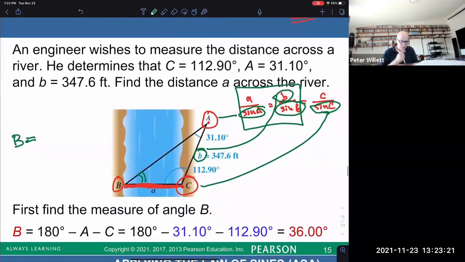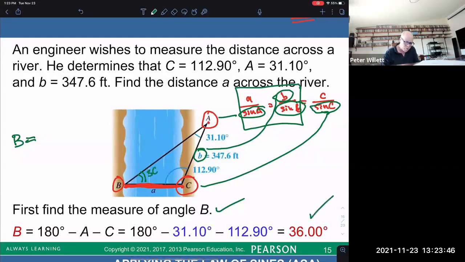Notice at the very bottom of this slide, they say first find the measure of angle B. I just tried to explain why you would know to do that, because it's harder to memorize these things than to realize why they did it. They first find angle B because then we can use the law of sines and have 3 of the 4 parts we need. And they got 36 degrees.